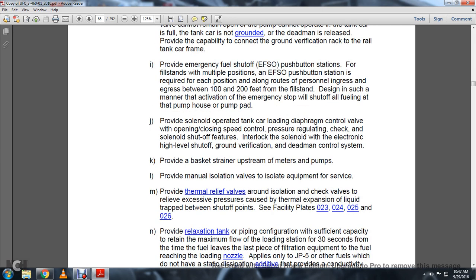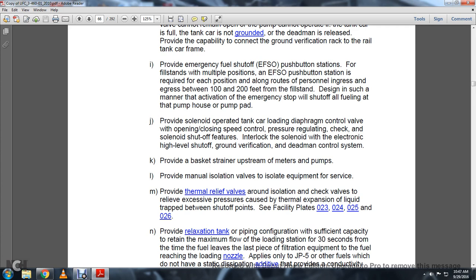J. Provide a solenoid-operated tanker car loading diaphragm control valve with opening and closing speed control, pressure regulating check, and solenoid shutoff. The feature interlocks the solenoid with the electronic high-level shutoff with ground verification and dead man controls. K. Provide a basket strainer upstream of the meters and pumps. Provide a manual isolation valve to isolate the equipment for service.